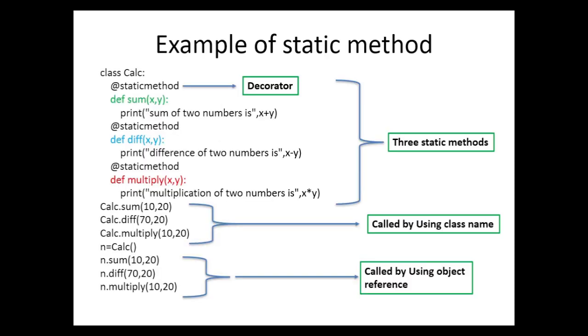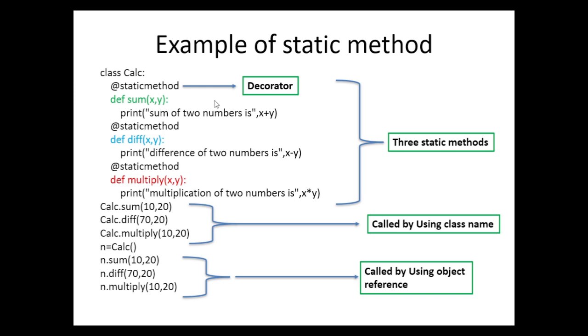The third one is the static method. These static methods are general utility methods. Now let us see this example. Here we have taken three static methods. One is sum, second is difference, third is multiply. All these three methods take x and y as arguments. The sum method just adds them, the difference method just subtracts them, and the multiply method just multiplies them.